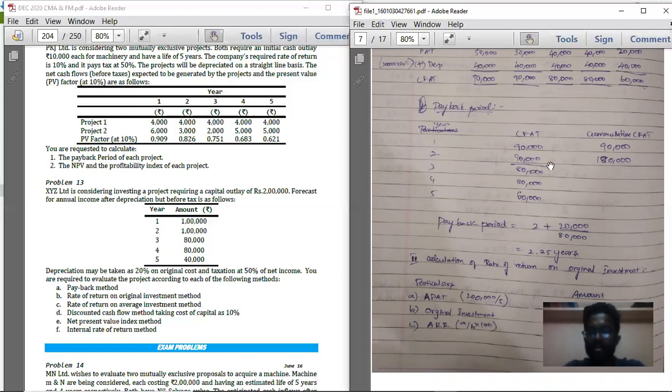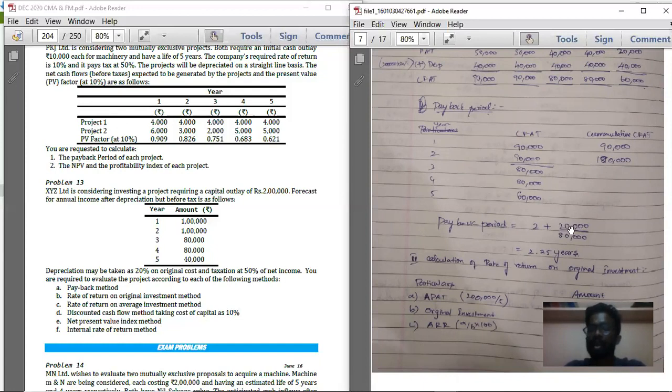So 2 plus, how much is the leftover investment? Total investment is 2 lakhs. Cumulative CFAT of second year is 1,80,000. So 2 lakhs minus 1,80,000, remaining 20,000 is still left. So 20,000, the amount left, is divided by third year CFAT, that is 80,000.